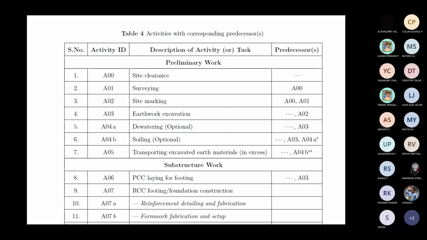Then you can even take a look at how it goes on and on. It starts from A00, 01, then 02 and 03. Here this dot represents that all these things are prior. Right? In this case, you see the final A05, the predecessors are almost everything from A00 to A04B, right? Even though it's optional, that's why I just demarcated it with an asterisk. Even though it's optional, it is to be considered.